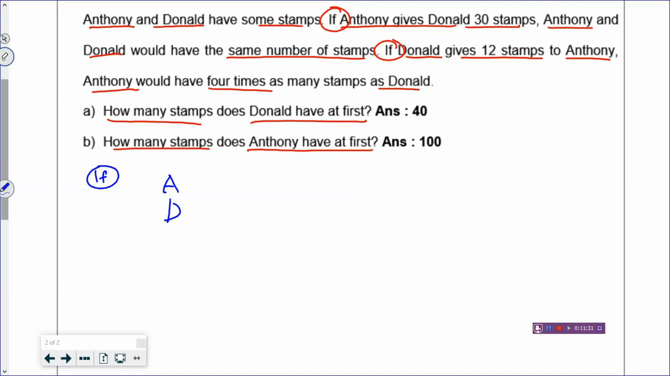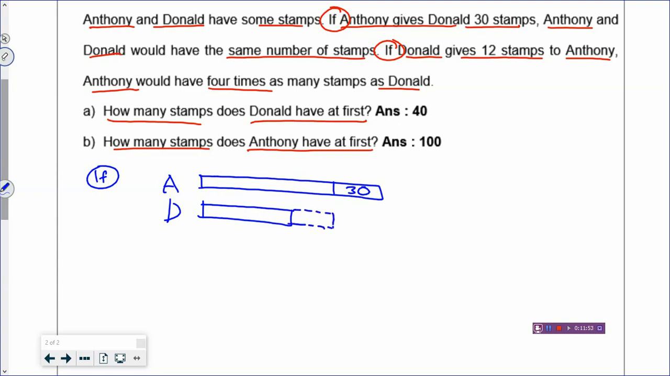If Anthony gives Donald 30 stamps, then what happened? They will have equal number. So which means that Anthony must have more than Donald, right? And how do you show the giving away? Now, you cut here, and that is the 30, right, that is going to be given away to Donald, and Donald is going to receive. So I use the dotted box to show the receiving.